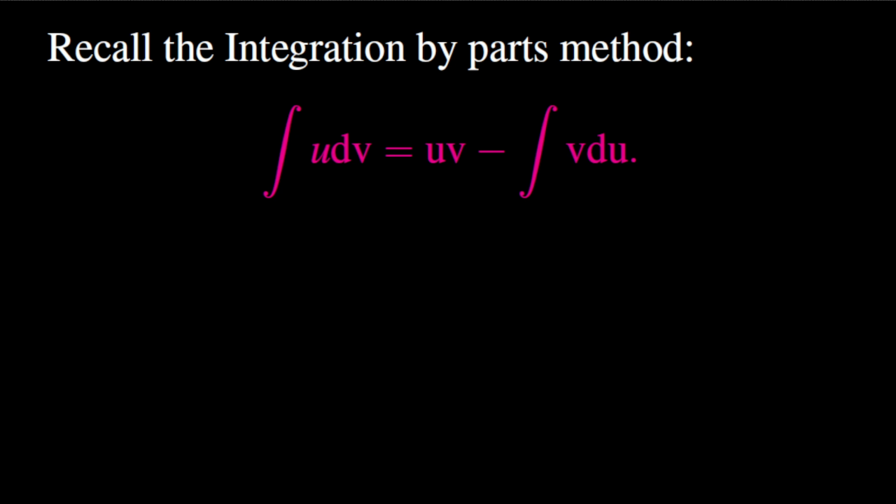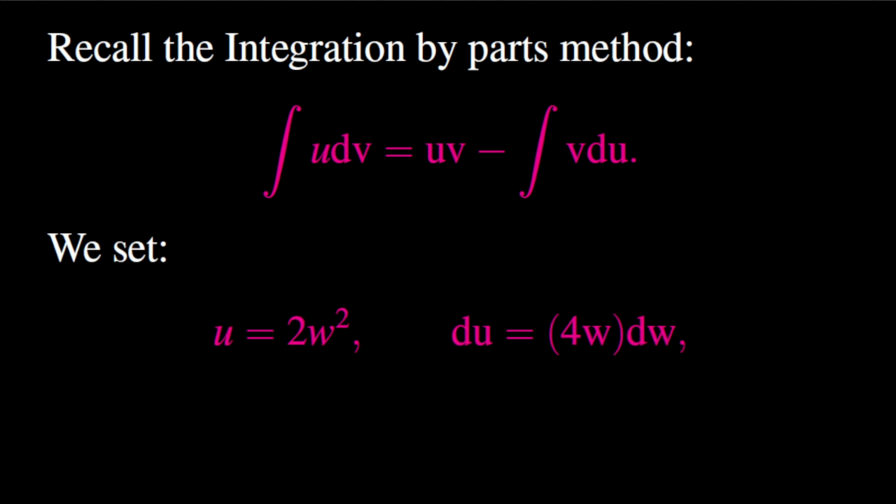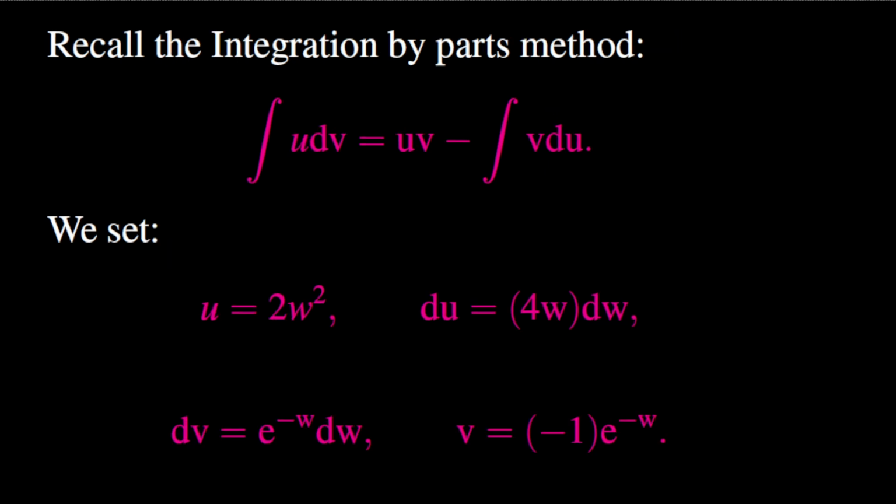Let us briefly review the method of integration by parts. We know that the integral of u dv is equal to u times v minus the integral of v du. In sum, we set u equal to 2w squared, so du equals 4w dw, and dv equals exponential of minus w dw, and v equals minus 1 times exponential of minus w.